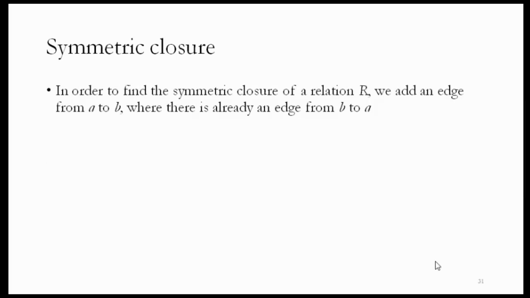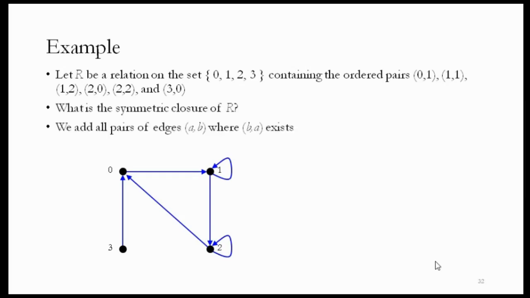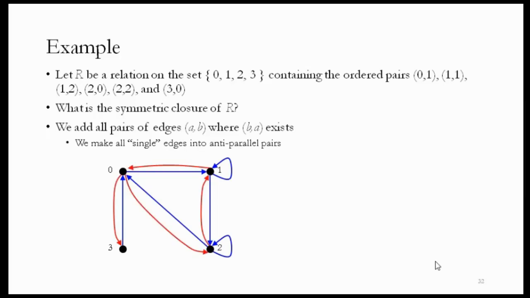In order to find the symmetric closure of a relation R, we add an edge from A to B where there is already an edge from B to A. The symmetric closure of R is R union R inverse. Already we have seen this. And here is an example. So (0, 3) and (1, 0) should also be added here, and also (2, 0) should be added, and (2, 1). These four need to be added so that it will become the symmetric closure.